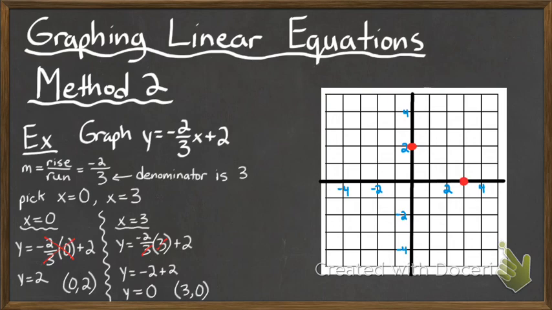Now that we have 2 points, we can draw a line and graph these. And as we can see, this is the exact same graph as before, so we know that these two methods give us the same result. Alright, now let's look at another example.